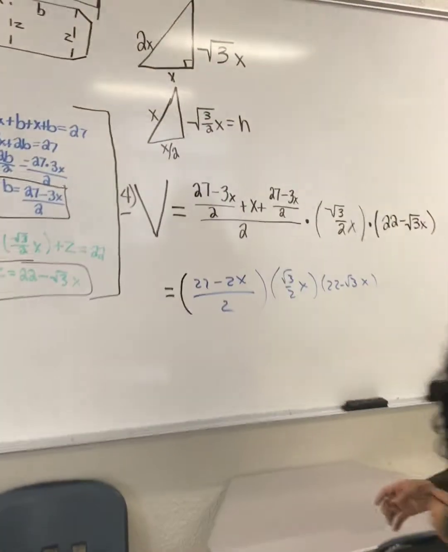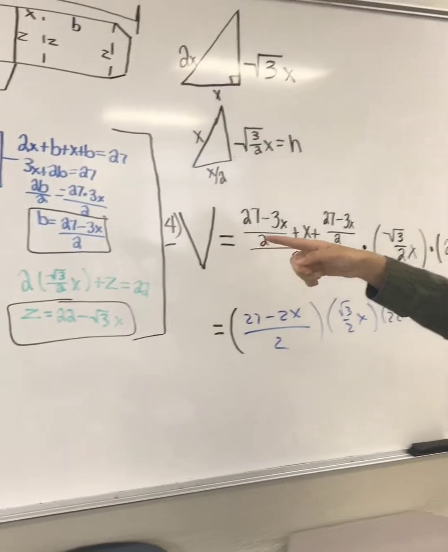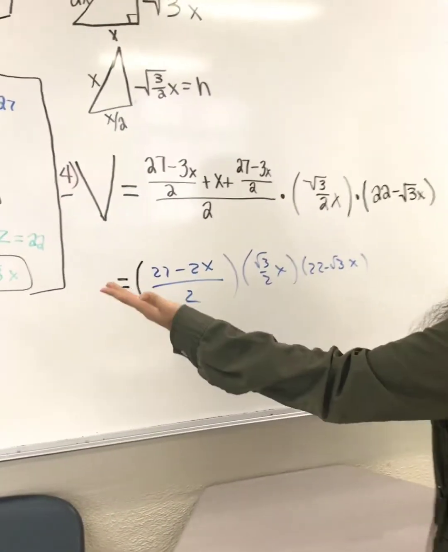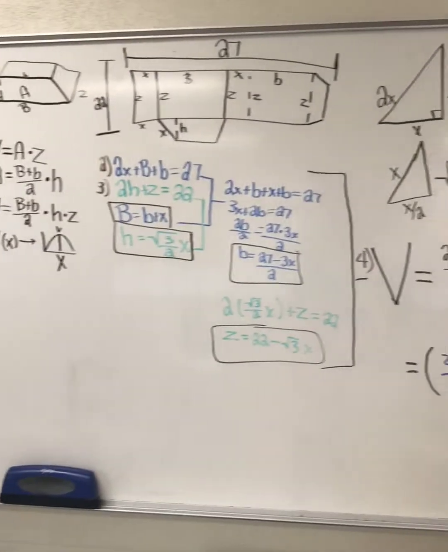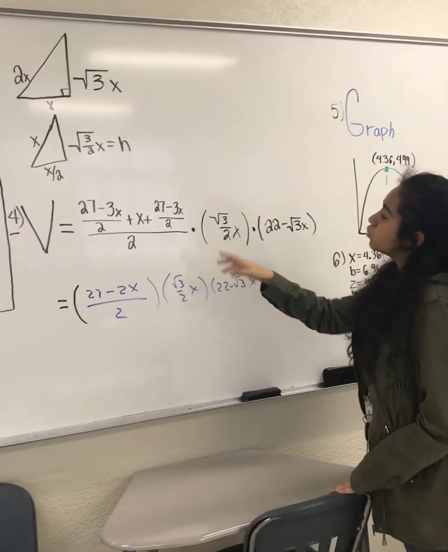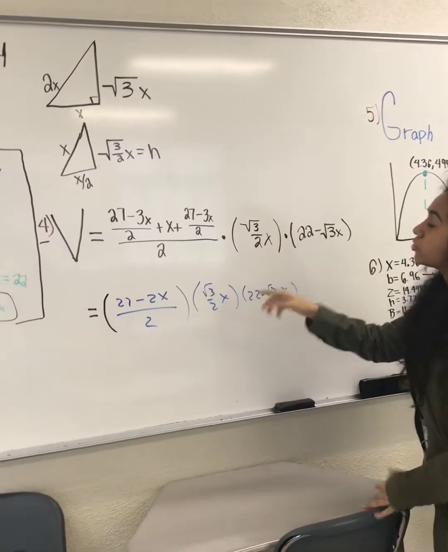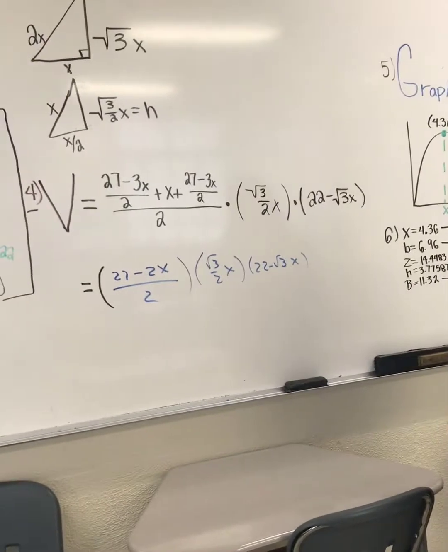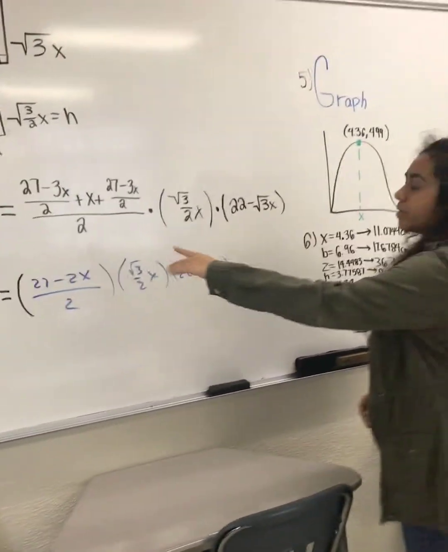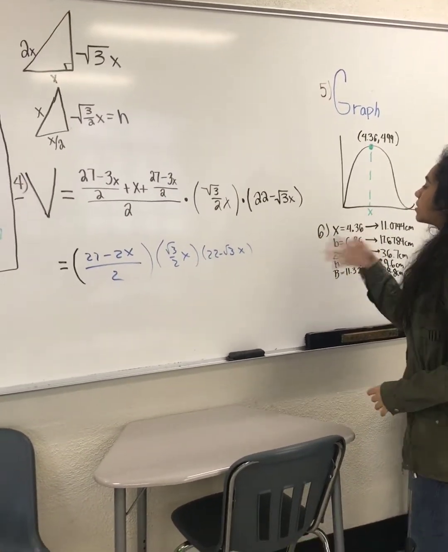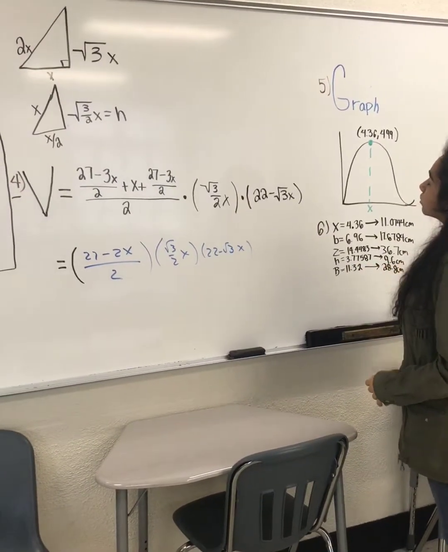That equation was based off of the volume formula, where volume equals big B plus little b, divided by 2, times h, times z. So we had to take the big B, small b, h, and z formulas and plug them into the equation. We would have V equals 27 minus 3x divided by 2, which is the big B variable, plus x, plus 27 minus 3x divided by 2, all divided by 2 as per the equation, times the h, which was the square root of 3 over 2 times x, and then times the z, which was 22 minus the square root of 3x.